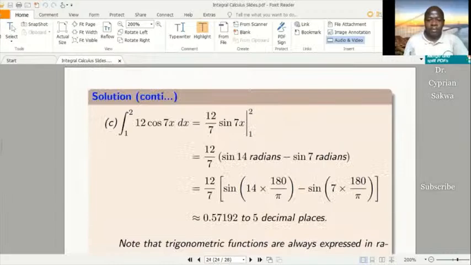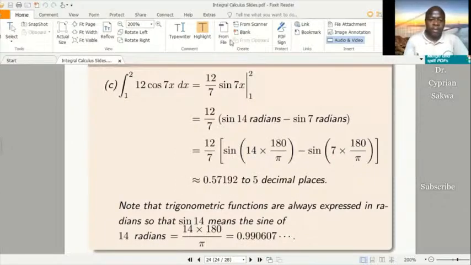The next example, this one I'm integrating, and it's very important that these are not angles. These limits are 1 to 2, they are not angles. So you want to see how I did it. Now to integrate is very easy. We know that it is 12 out of 7, the integral of course is sine 7x. So you can see if you're doing it mentally, it becomes just one step.